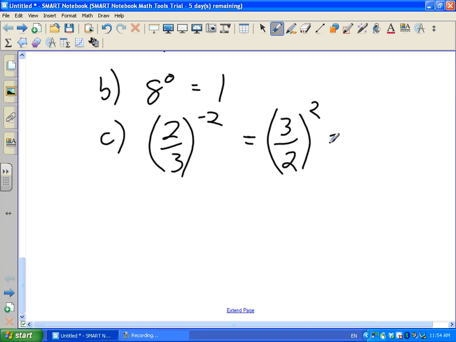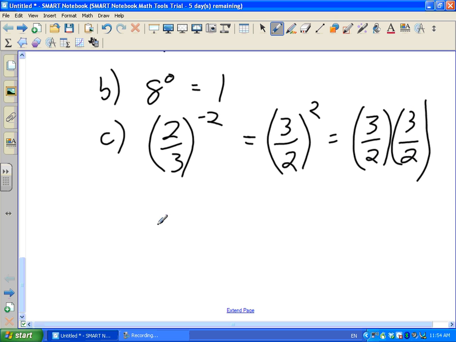Now I need to multiply this. This is actually 3 over 2 times 3 over 2. Anyone know what that equals? 9 over 4. Okay? I double the base. If it was to the power of 3, I'd triple the base. Just multiply it by itself that many times. That was D.